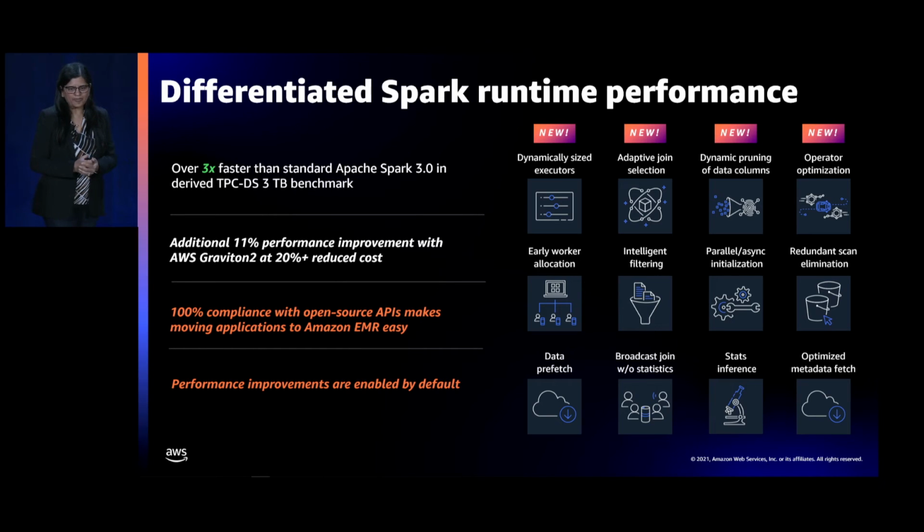For example, we have dynamically sized executors. We'll learn more about this in next slides. We have adaptive join selection. There is dynamic pruning of some data columns. There is operator optimization. So all these are under the hood optimizations that we have implemented so that you get the benefits of running an optimized Spark version on Amazon EMR.